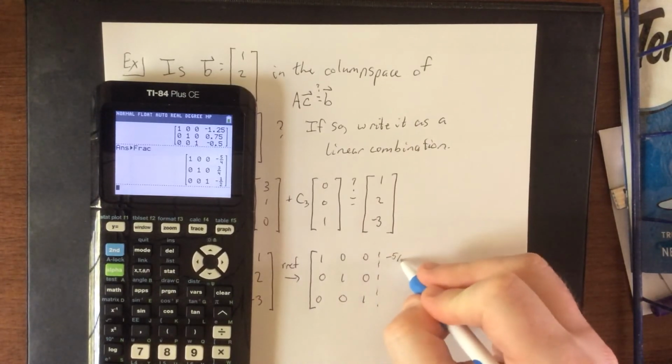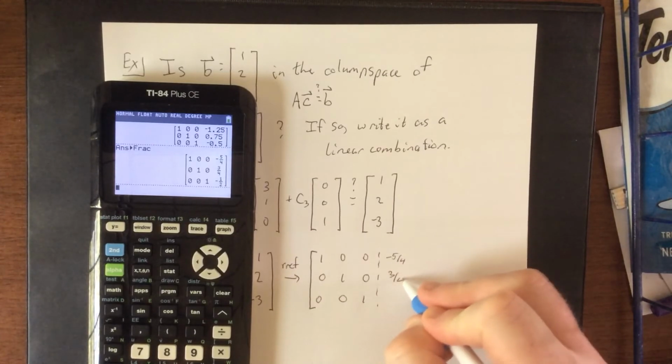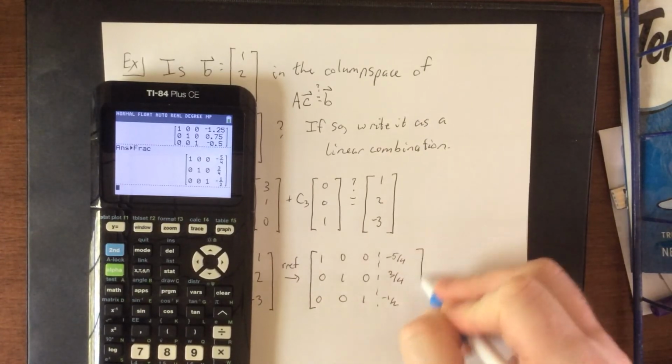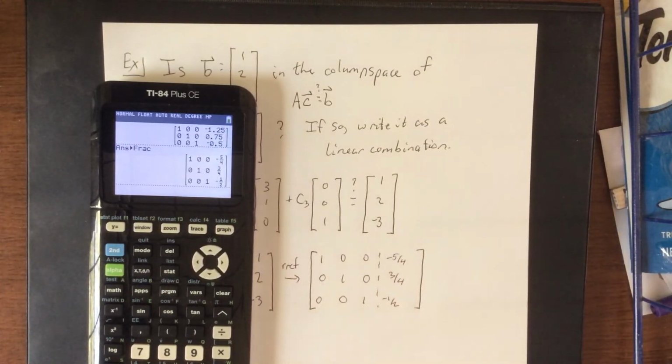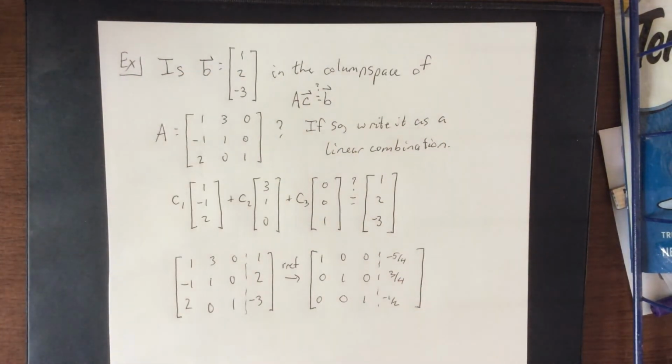And we have -5/4, 3/4, and -1/2. So to answer the question posed, is b in the column space of this matrix? The answer is yes, it is.